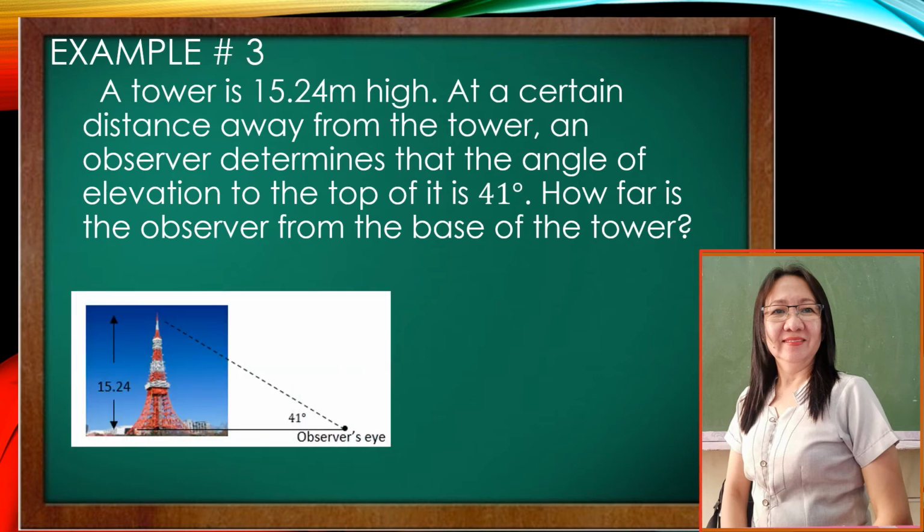So to illustrate this, we have the tower. Okay, this is our tower, which is 15.24 meters high. Then we have the observer on this part that makes 41 degrees as angle of elevation to the top of the tower. So how far is the observer from the base of the tower? So we have to look at this part.